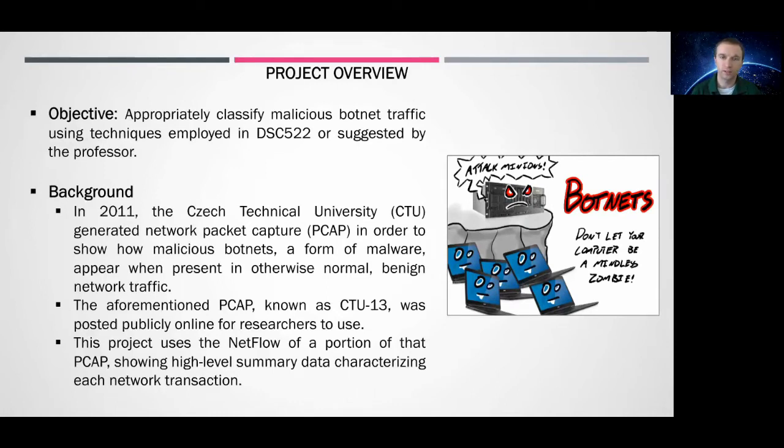In 2011, they generated network packet capture, or PCAP, in order to show how malicious botnet traffic, a type of malware, appears when present in otherwise normal benign network traffic. Network traffic is literally those bits and bytes that move between your computer and other devices hosting services you use, such as websites or file shares. This data set, known as CTU13, was posted online, and we are using an abbreviated version of that PCAP known as NetFlow data to conduct this analysis.